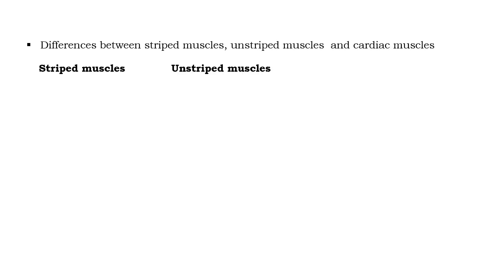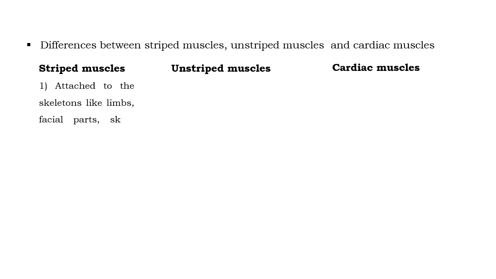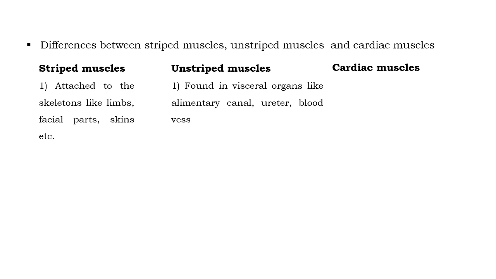There are following differences between striped muscles, unstriped muscles, and cardiac muscles. Striped muscles are attached to the skeleton like limbs, facial parts, skin, etc. Unstriped muscles are found in visceral organs like alimentary canal, ureter, blood vessels, etc. Cardiac muscles are found on the wall of the heart.